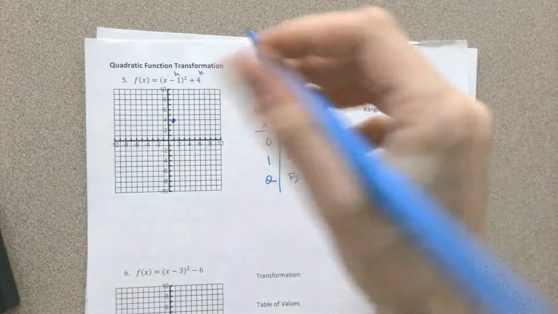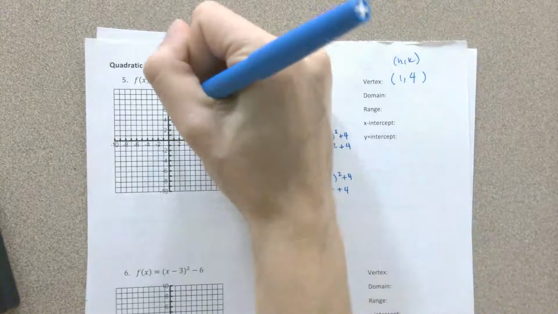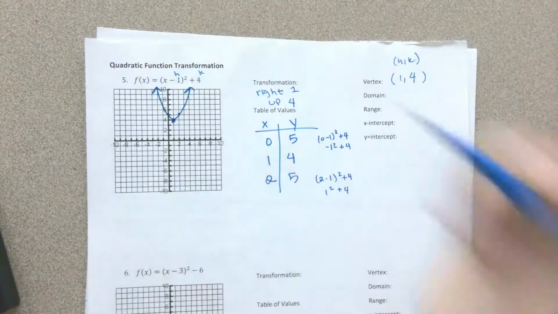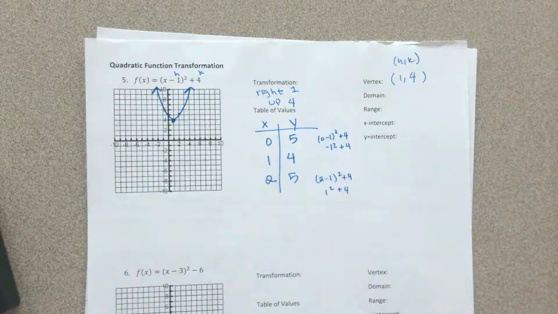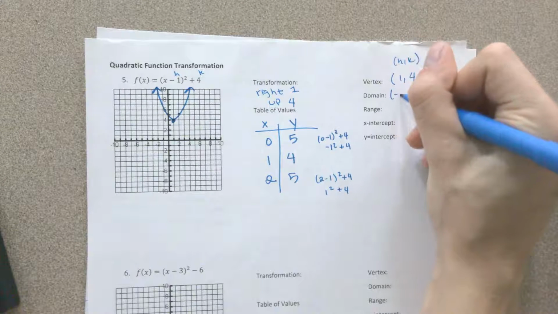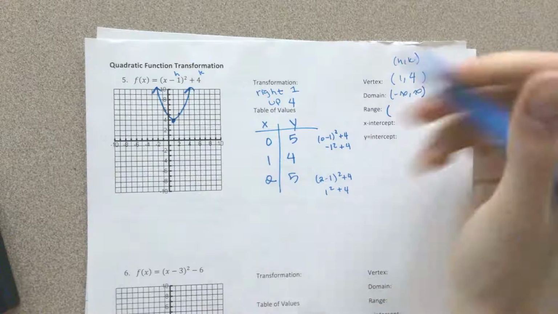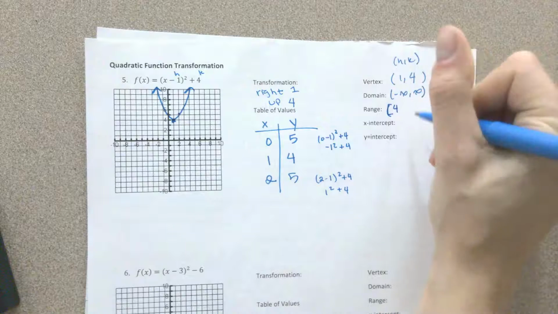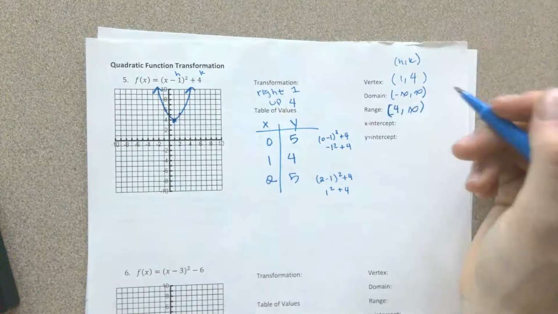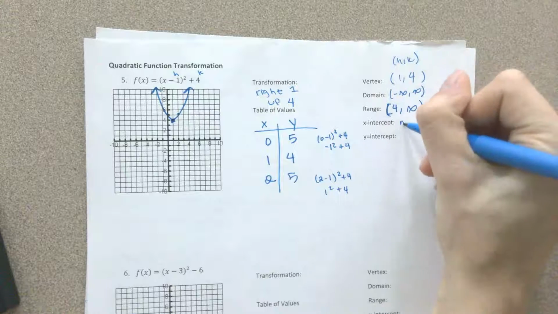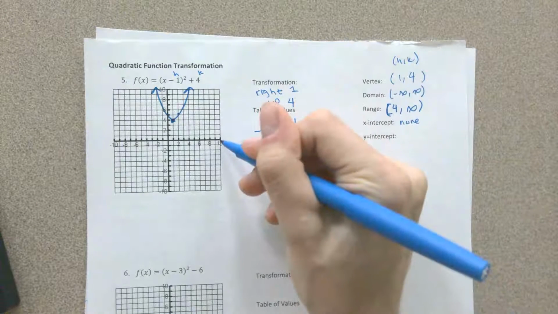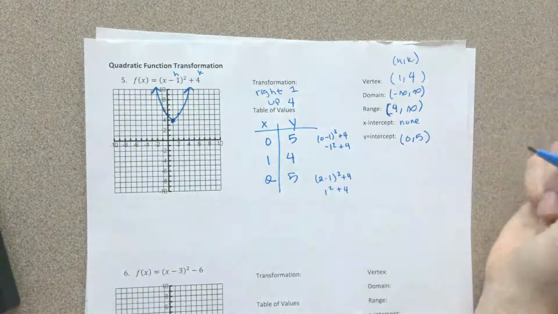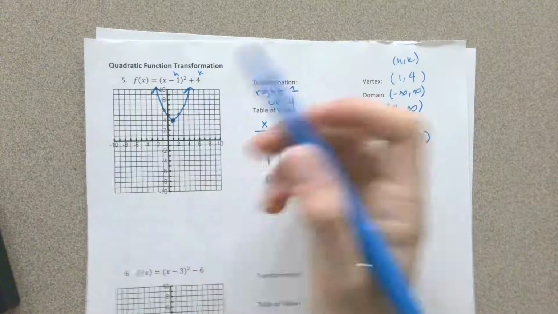Okay. Then we can go ahead and graph these. So we have 0, 5, and 2, 5, and we know that it is a quadratic. Okay. Our domain is negative infinity to infinity, and our range is our lowest y value, which is 4 included, all the way to positive infinity. There is no x-intercept because it doesn't cross our x-axis, and our y-intercept is at 0, 5, where it crosses that y-axis.